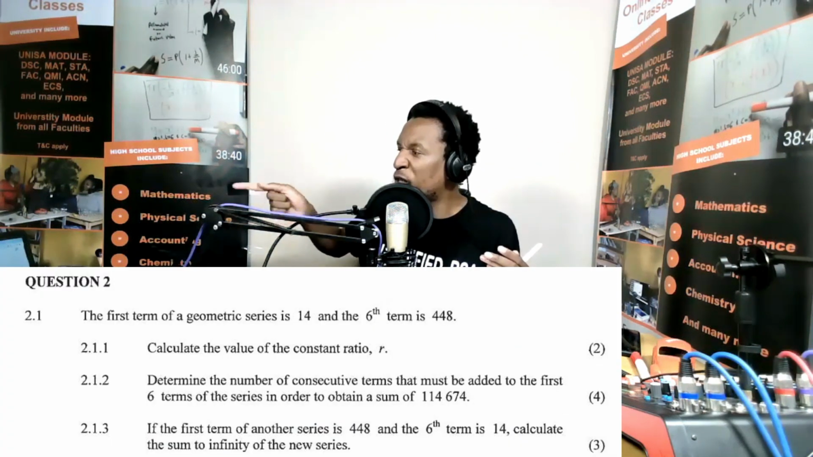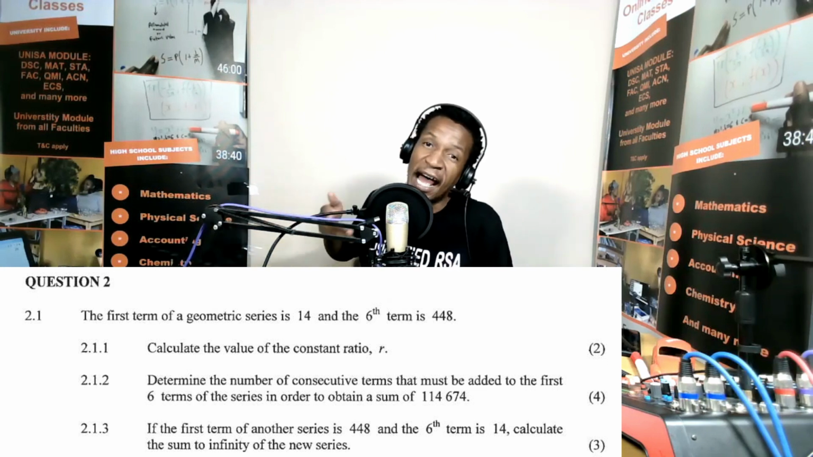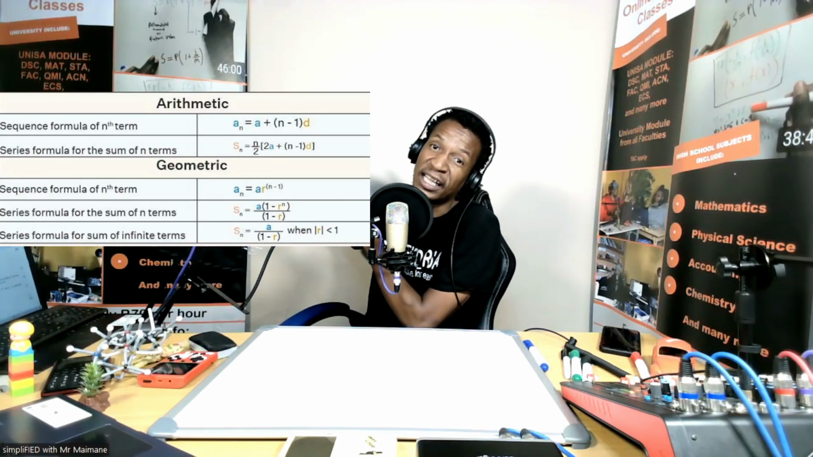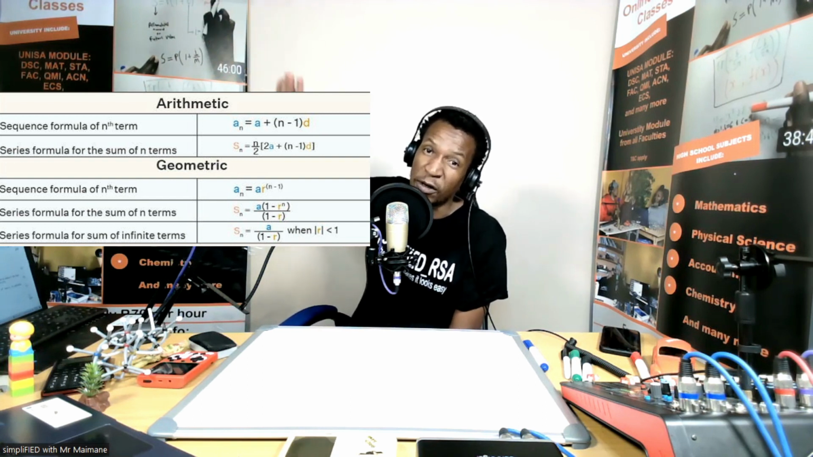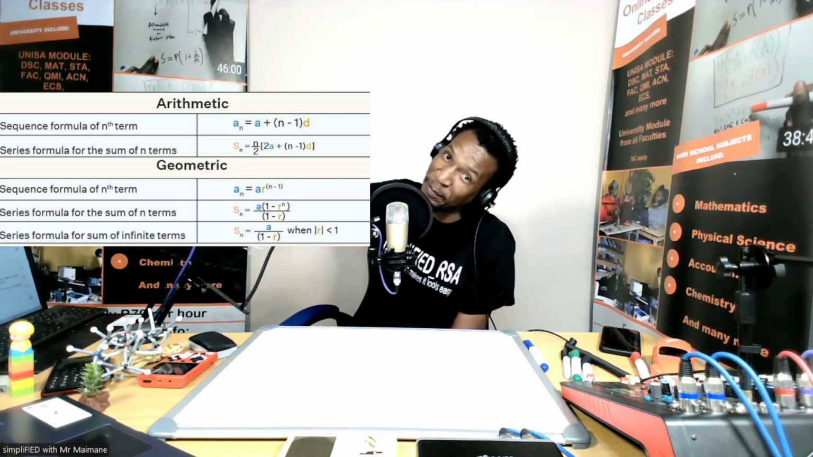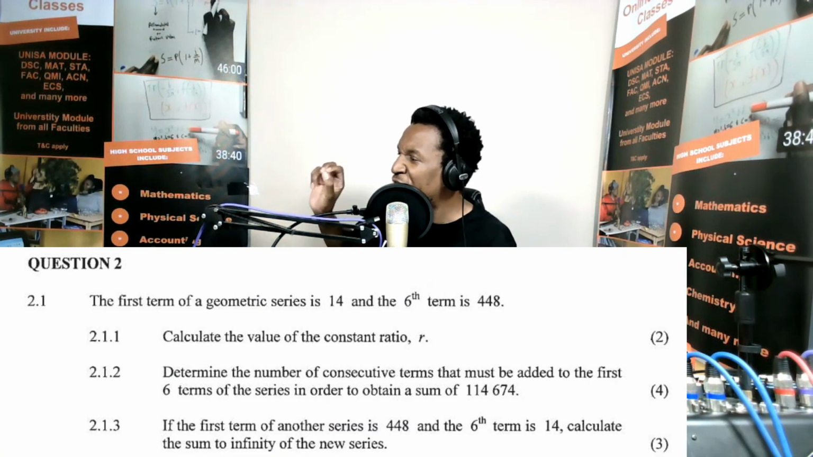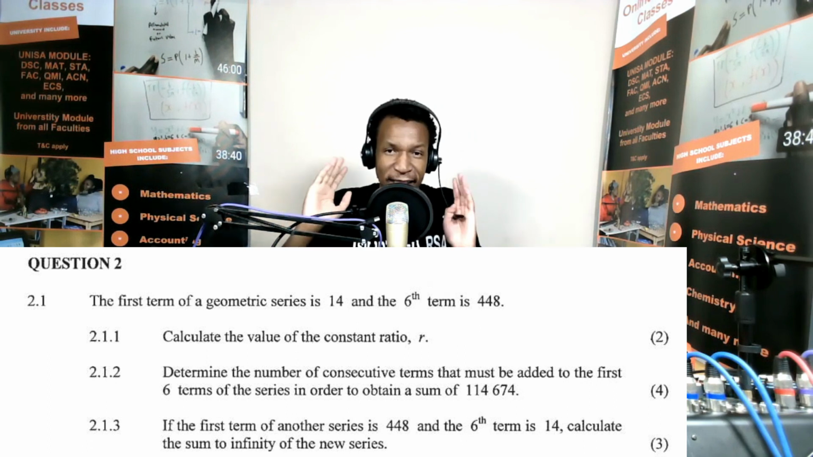So now, going back to our question, the first term of a geometric series is 14 and the sixth term is 448. And now you have this image here that I put here. You understand that arithmetic sequence is like this, geometric sequence is like this, meaning since we are dealing with geometric sequence, we are here on this one, the below one. So now, the first statement, when they say the first term of a geometric series is 14 and the sixth term is 448, what do they mean? This is what they mean.